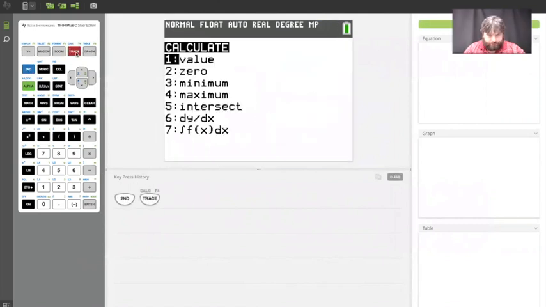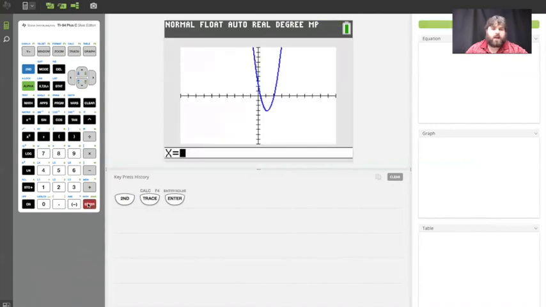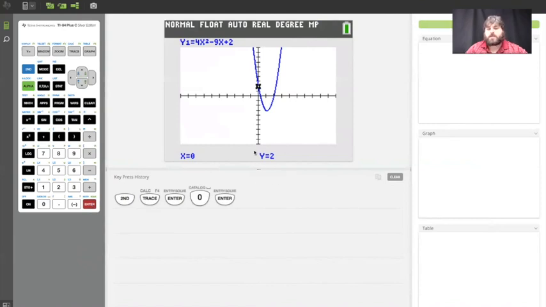Second trace is calculate. So if I want to calculate the value of this function, I can plug in any number I want. It'll tell me what number comes back as a y value. So remember, when I plug in 0, I get back my y-intercept. So that's where I'm going to use value for. If I hit enter, choose the number 1, I'm going to say x is equal to 0. When I hit enter, it's going to tell me the y-intercept of 2.